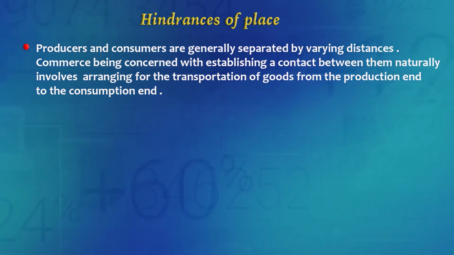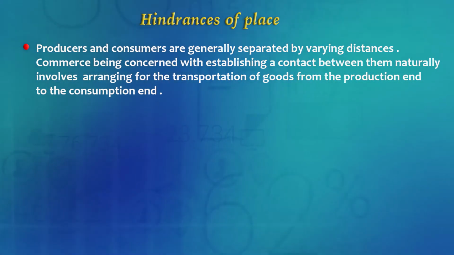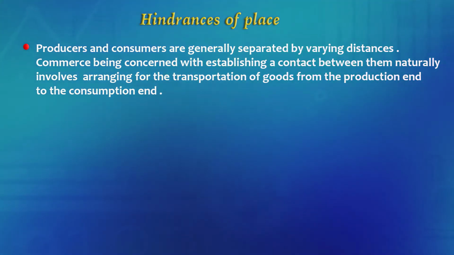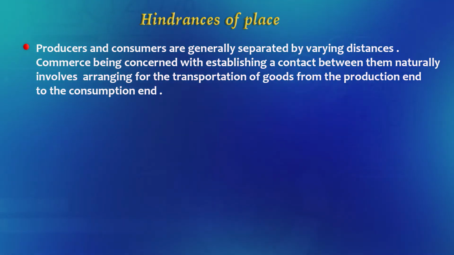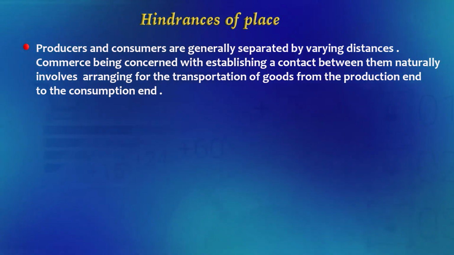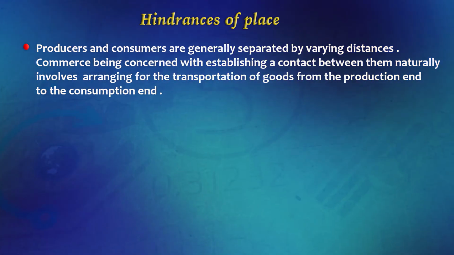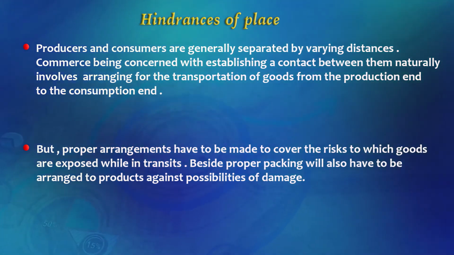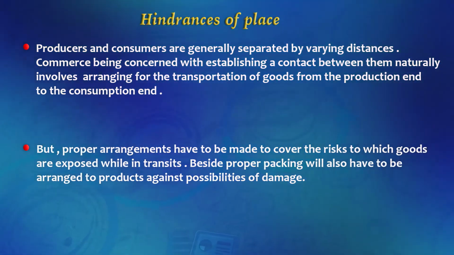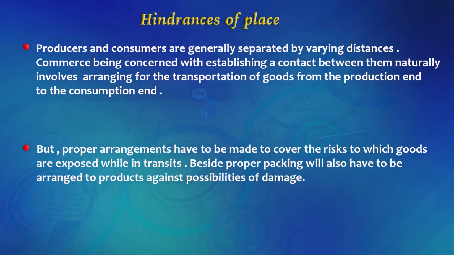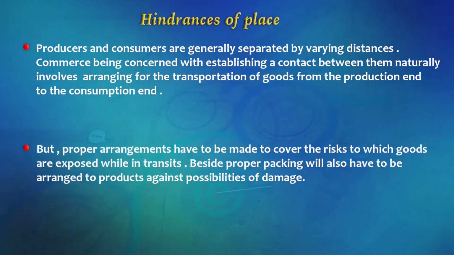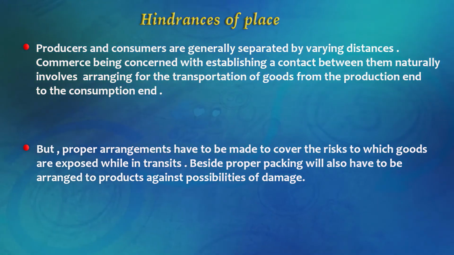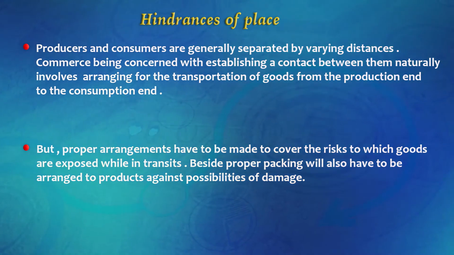Producer and consumers are generally separated by varying distances. Commerce, being concerned with establishing a contract between them, naturally involves arranging for the transport of goods from the production end to the consumption end. But proper arrangements have to be made to cover the risk to which goods are exposed while in transit. Besides, proper packing will also have to be arranged to protect products against possibilities of damage.